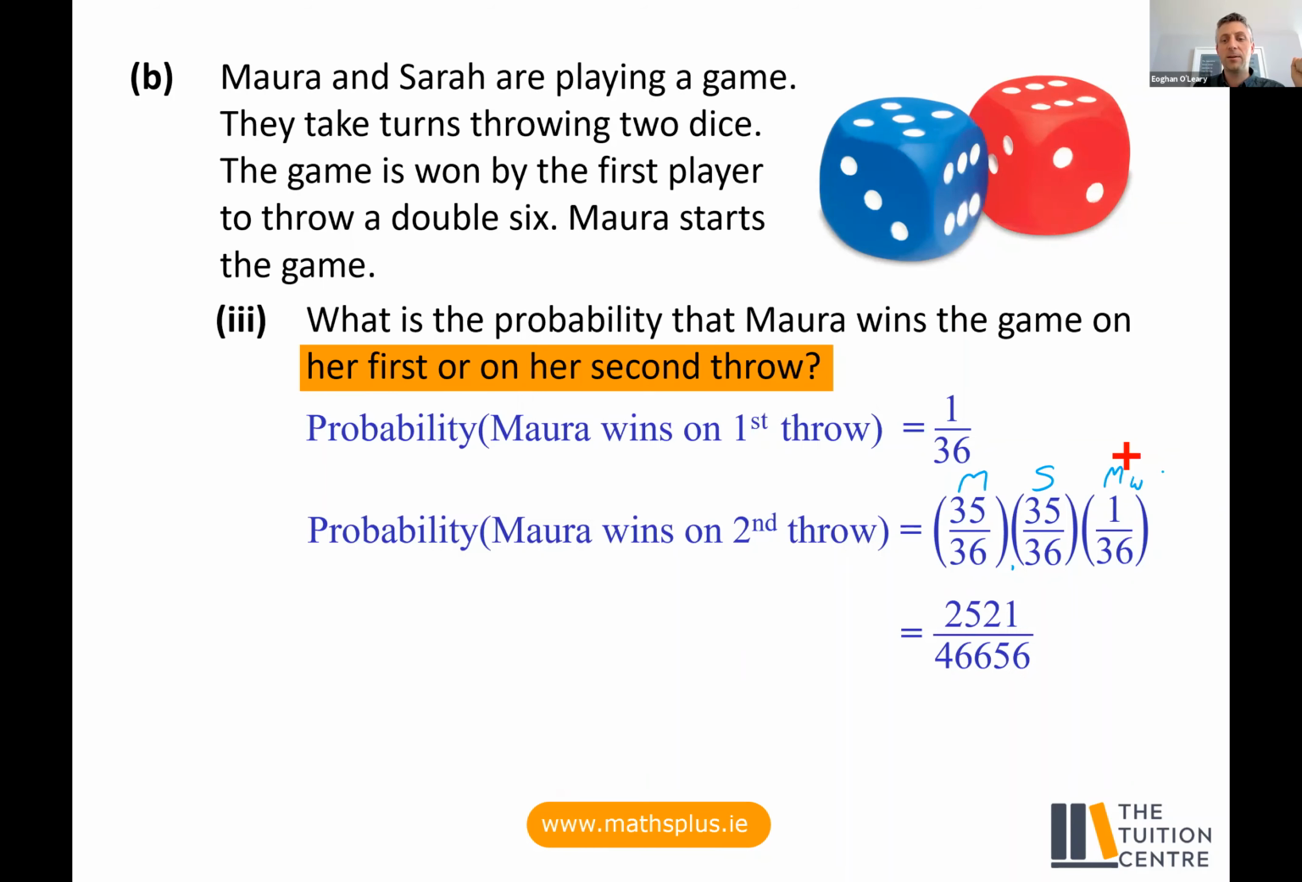When I put these all together, I get 2521 over 4456. Why am I adding? Because it uses the word or. So it's the first case when she wins on her first throw, or the second case when she wins on the second throw. Here's my answer. That was 10 marks, and that's the question done.